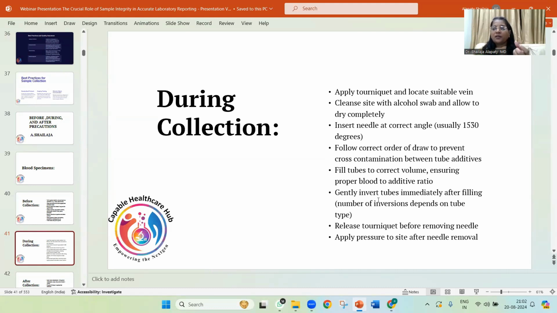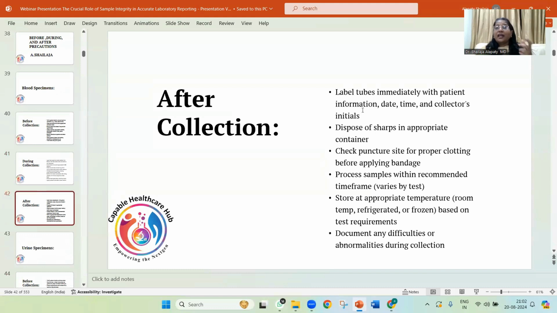Gently invert the tubes, the number of inversions depending on the tube. Release the tourniquet before removing the needle. Apply pressure. After collection, label the tubes immediately: date, time, collector initials. Dispose the sharps, check the puncture site, process the samples within the time frame, store at appropriate temperature, document.